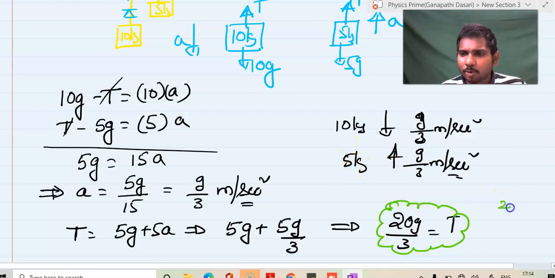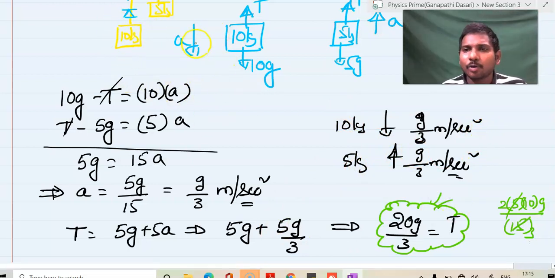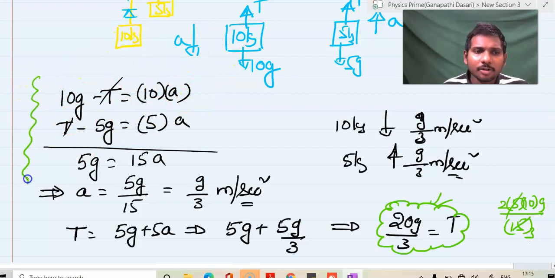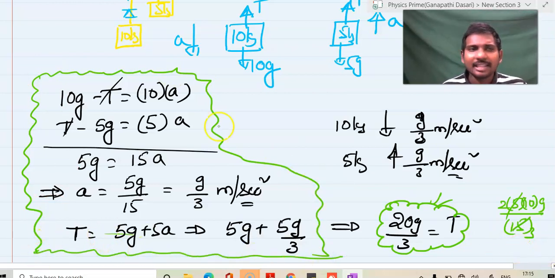In this case, you can also apply 2 m1 m2 g divided by m1 plus m2, so 2 into 5 into 10 into g divided by 15. So 5 3s here. Again you get 20g by 3 as the tension. Again, m2 minus m1 into g by m1 plus m2 you can also get, because this is the basic Atwood machine. But this process, whatever I taught you, will be helpful even in complicated pulley arrangement problems. Then let us go to the next question.